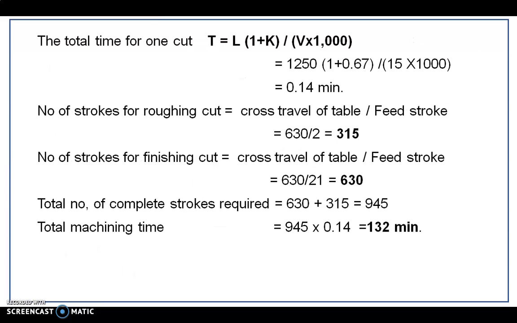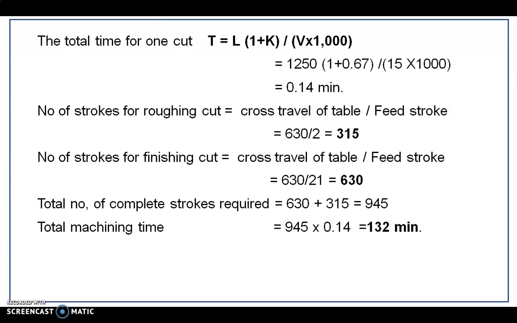So now we will use this formula. The total time for one cut, T equals L into (1 plus K) divided by V multiplied by 1000. Here L is 1250, 1 plus K is 1.67, divided by velocity 15, and 1000 is in order to convert meters into millimeters, so it equals 0.14 minutes. This is for one cut.